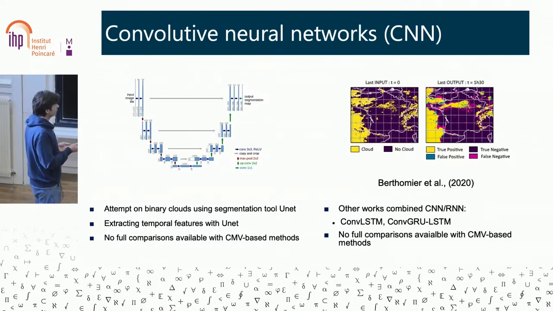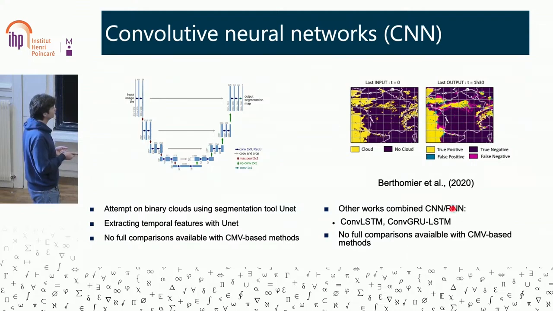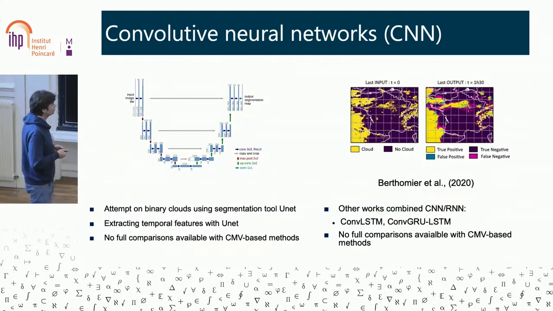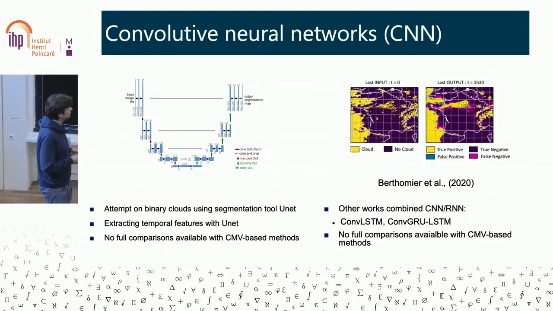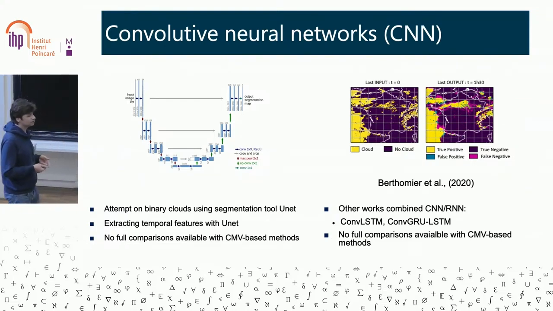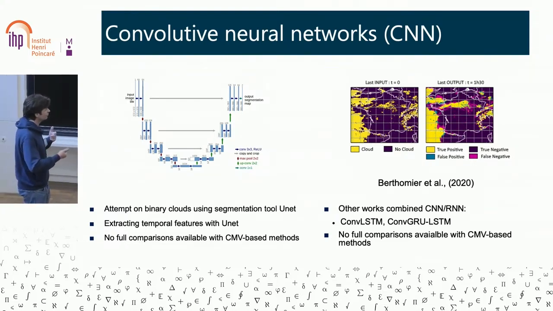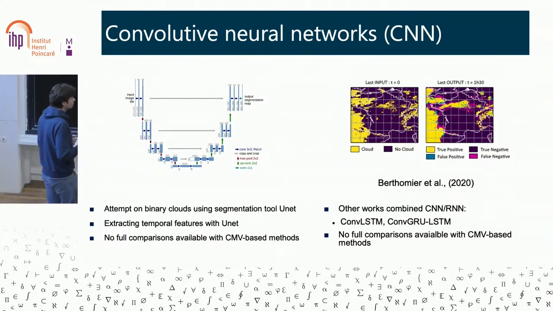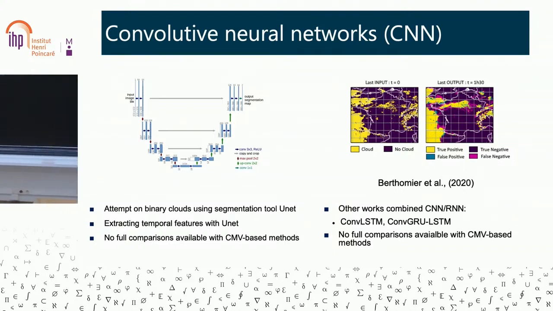Other works combine this with recurrent neural networks, and it gives some strange names like this, a mixing of convolutional and LSTM, a mixing of GRU, LSTM, and convolutional. Same thing. It gives interesting results, but there is not a lot of robust comparison with CMV-based methods.